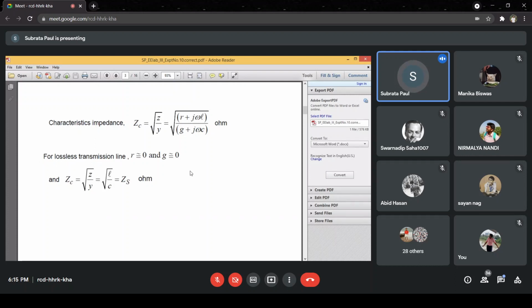If we now consider a lossless transmission line, that means the series resistance of the line is almost zero, negligible, and the shunt conductance of the line is almost negligible. In that case, assuming R approximately equal to 0 and G approximately equal to 0, ZC is reduced to this. This will be denoted by ZS, called the surge impedance of the line.